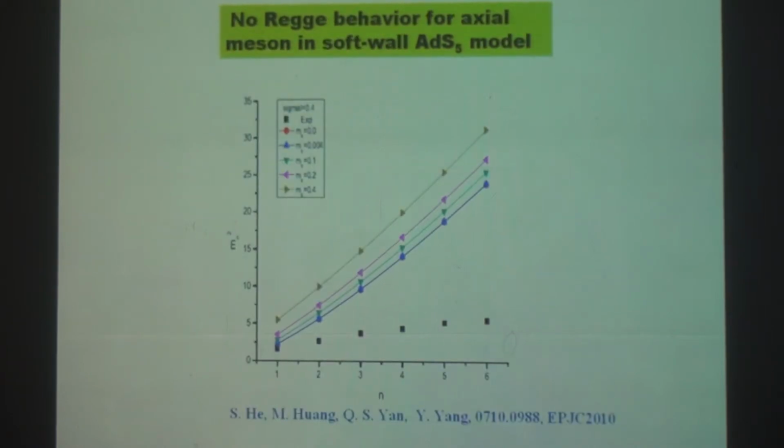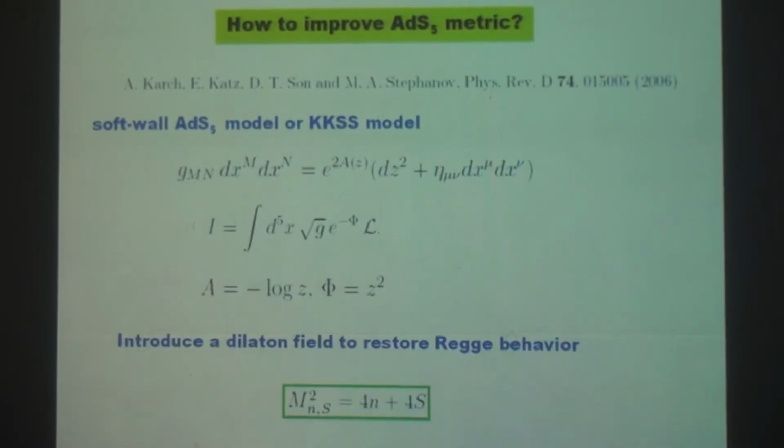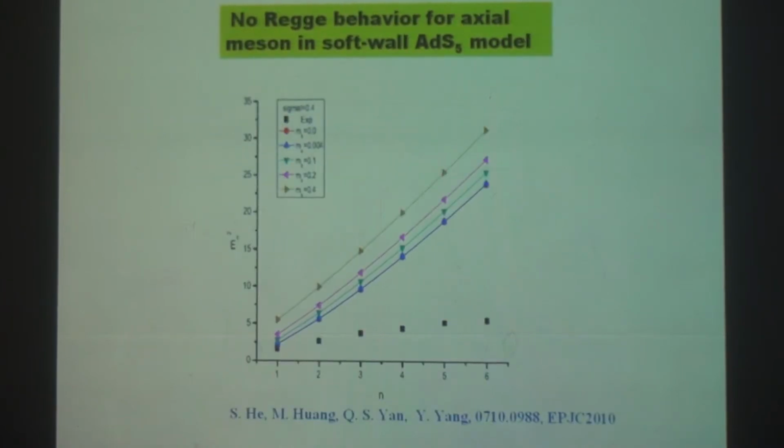Of course, even though for the rho meson this works, it does not work for all the mesons. For example, for rho meson there is kind of Regge behavior, but for axial mesons this does not work well. I will come back to this later. This work was together with Yang Yi and also my previous PhD student.